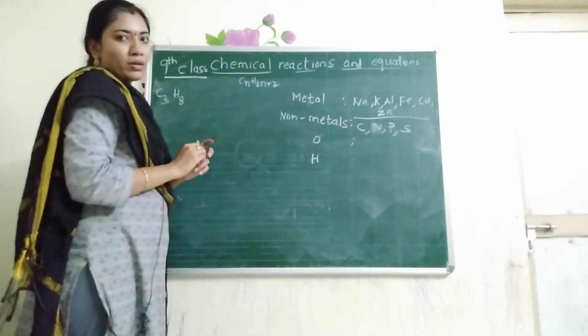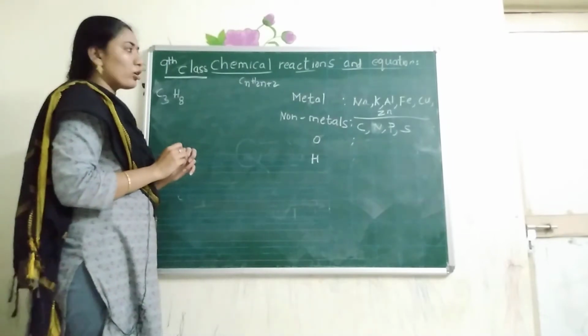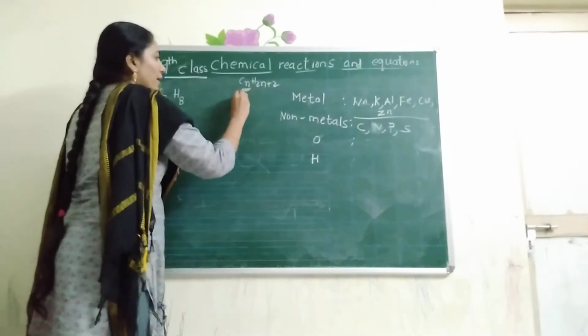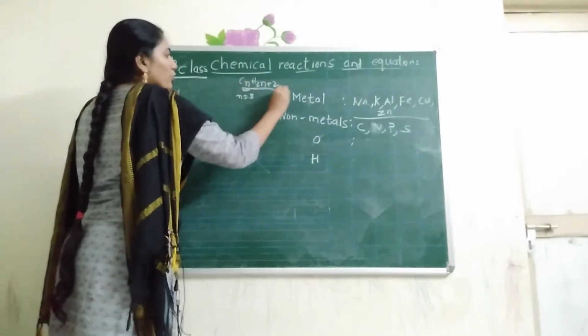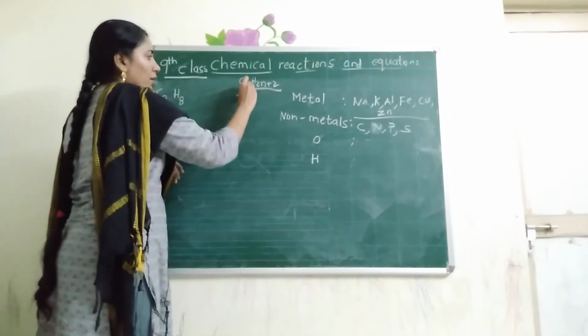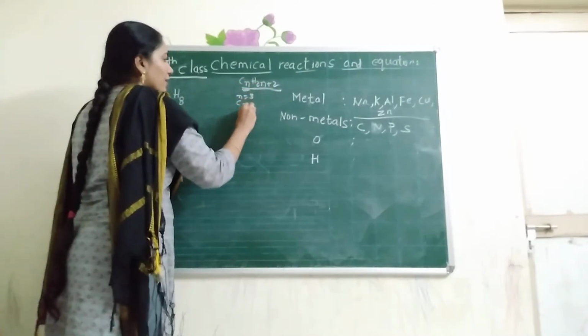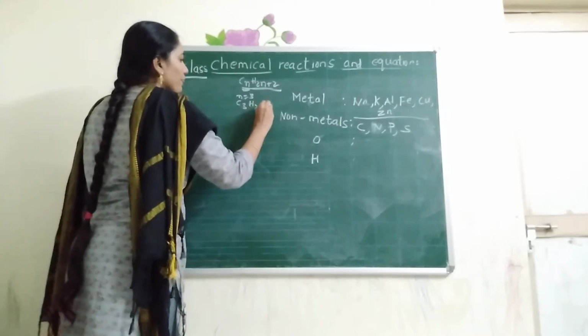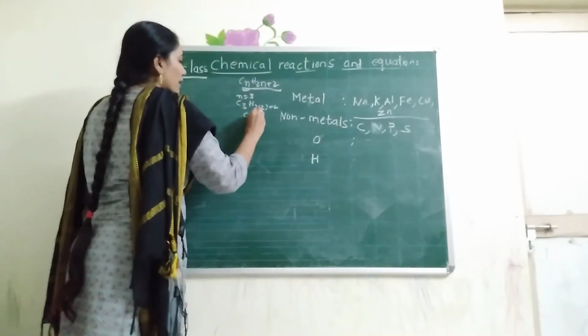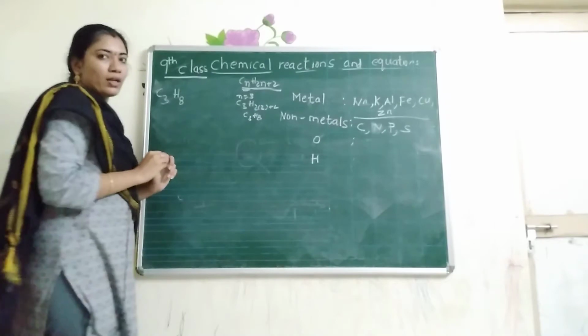CnH2n+2. Prop means how many carbons? For prop, n is equal to 3. Then substitute this 3 in place of n. Then what happens? C3H2×3+2, C3H8. This is propane.